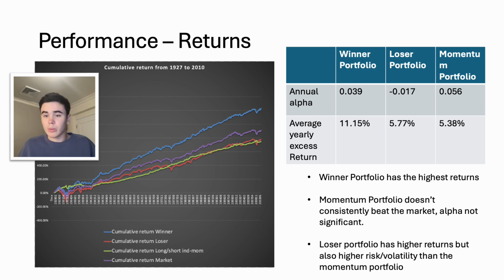In contrast, the industry momentum portfolio has been shown, through our analysis as well as multiple studies, to not necessarily provide above-market returns, and in fact it does not produce much alpha at all, certainly not significant alpha, as you can see on that table there.